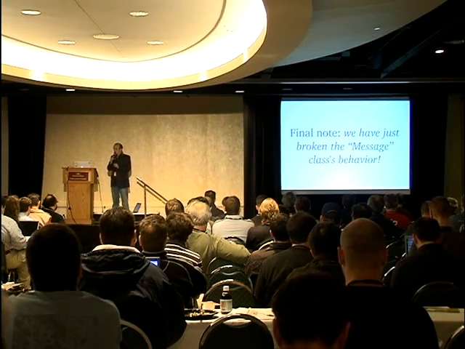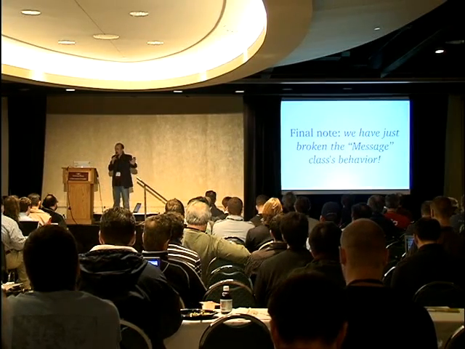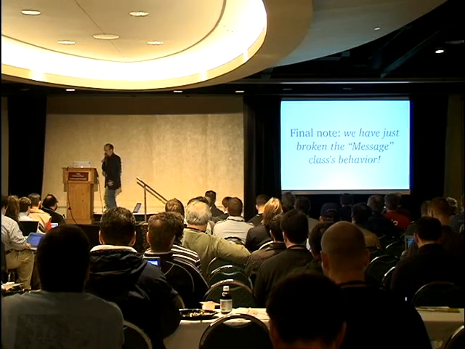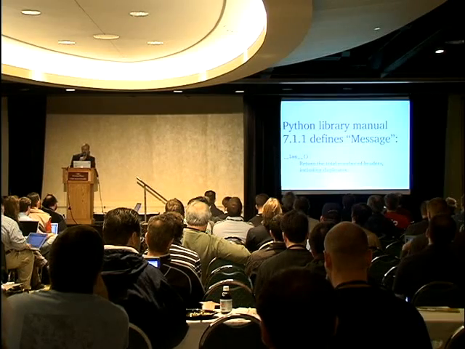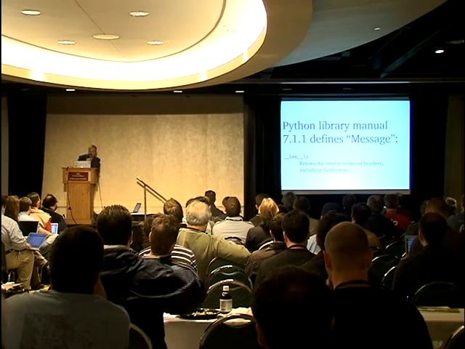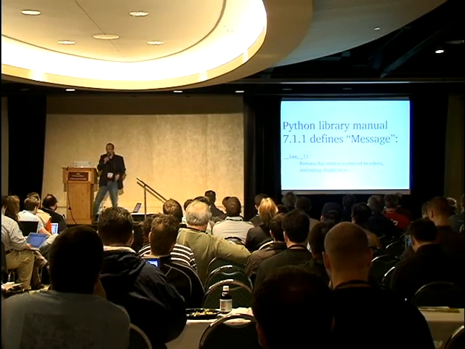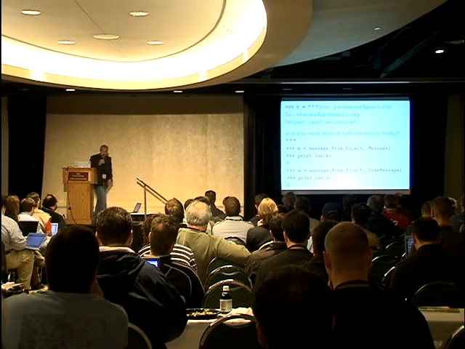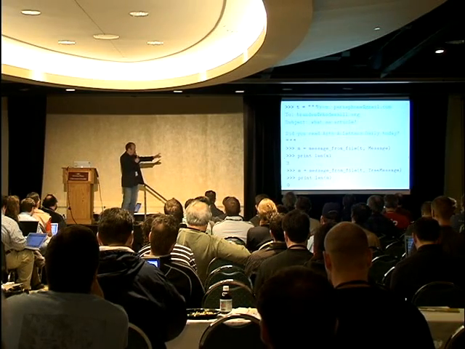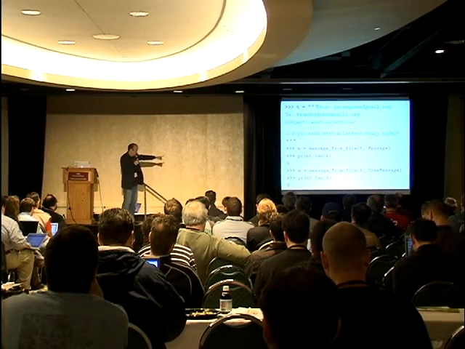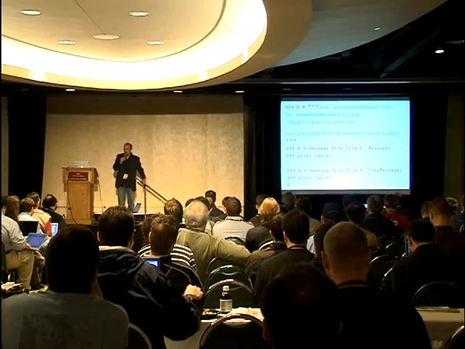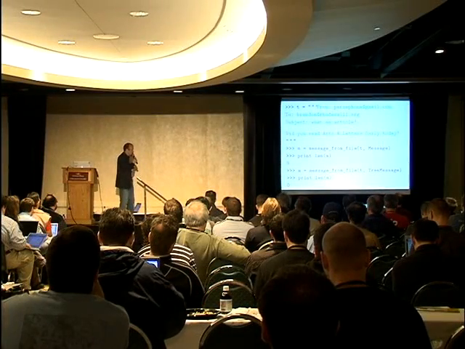Finally, please note that we have just completely broken the message class's behavior. It turns out that len is already defined on a message. Len is the total number of headers in the message. This means that a native Python message, which says I have 3 headers, behaves quite differently from our tree message, which says I have 0 subparts. I'm not a multi-part message.